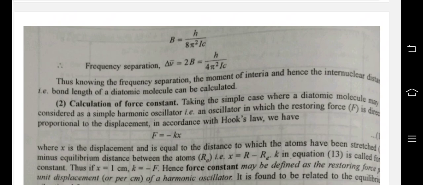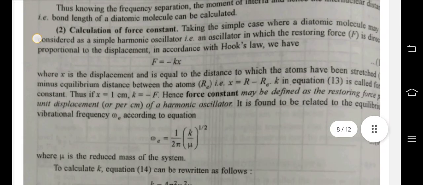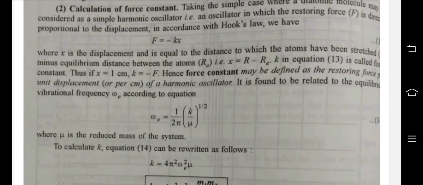Calculation of force constant. Taking the simple case where a diatomic molecule may be considered as a simple harmonic oscillator, that is an oscillator in which restoring force is directly proportional to the displacement. In accordance with Hooke's law, we have F is equal to minus kx, where x is the displacement and is equal to the distance to which atoms have been stretched, minus equilibrium distance between the atoms, that is x is equal to r minus re. K in equation 13 is called force constant.